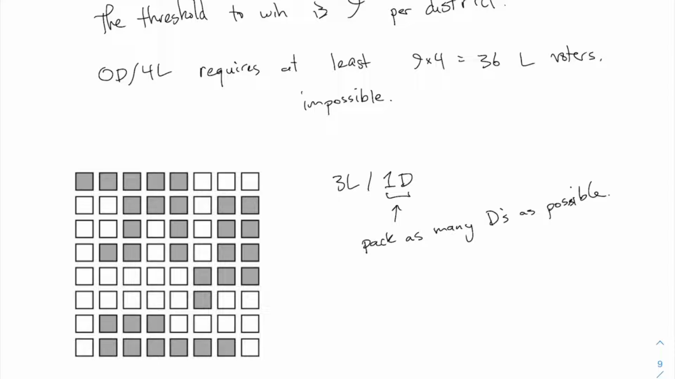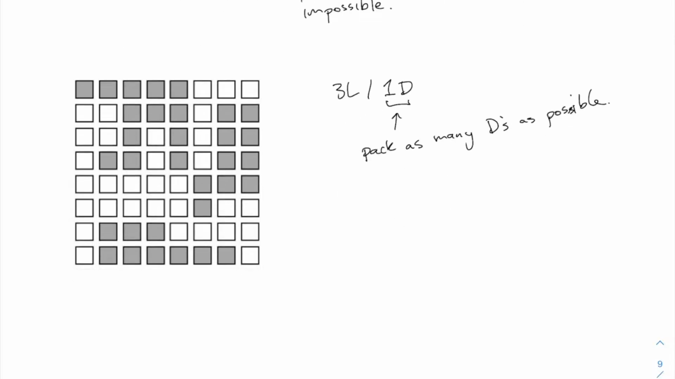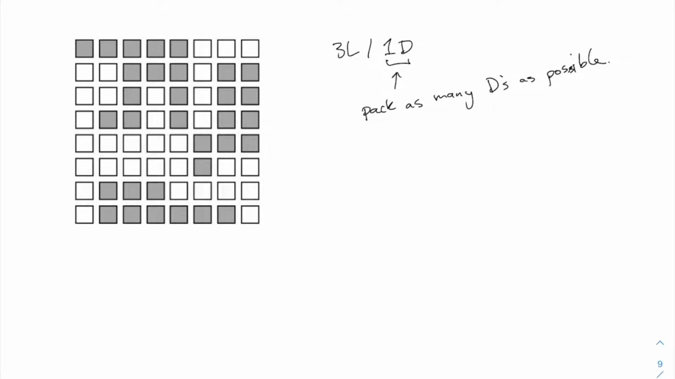My goal is I'm going to let D's win this one, but I'm going to shove as many D's as I can in there so that there's just not enough left over for them to win any of the other ones. This is the idea. This is what they call packing in the real world. They do this all the time. You pack all of your enemies into one district. You let them have one, but then you're going to win all the other ones. That's the idea. So I'm going to pack as many D's as possible into one district.